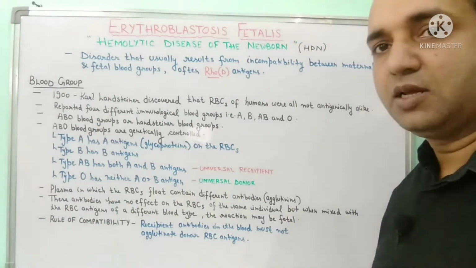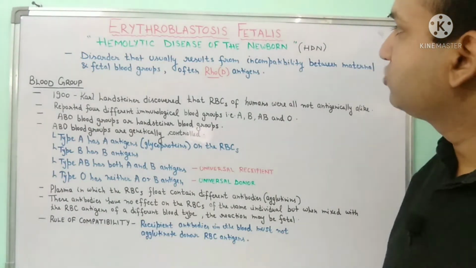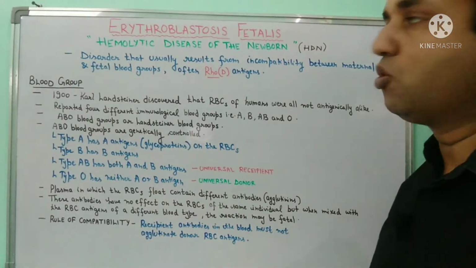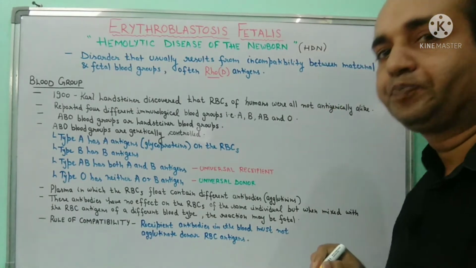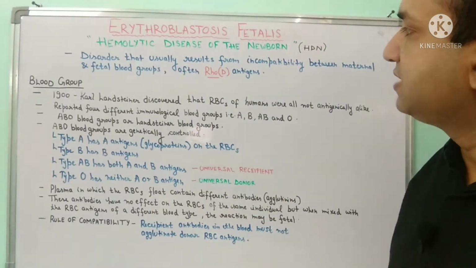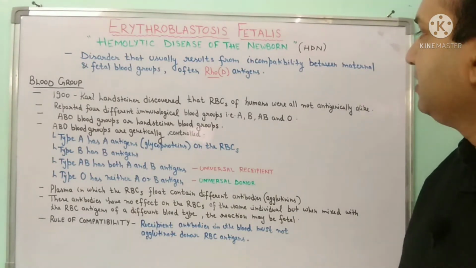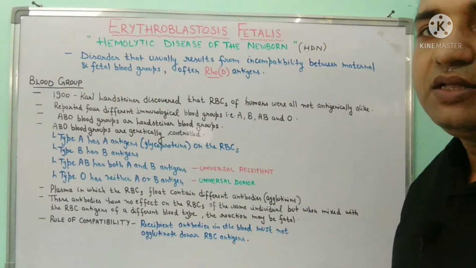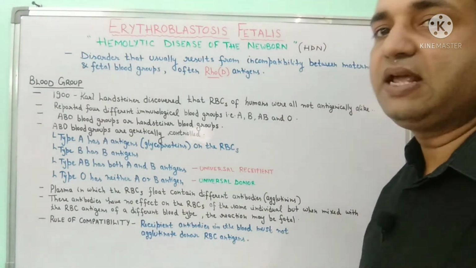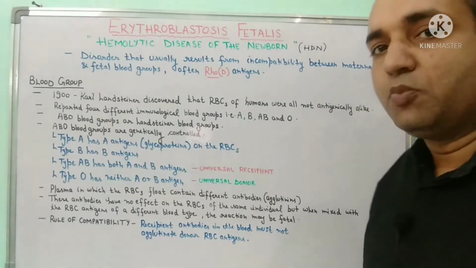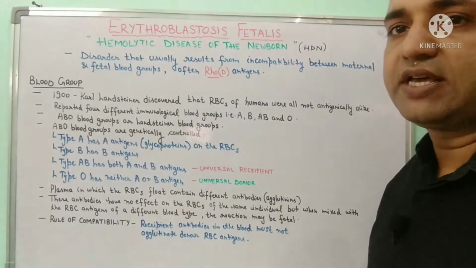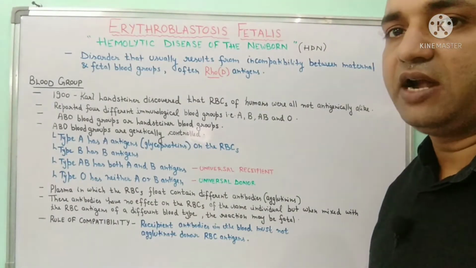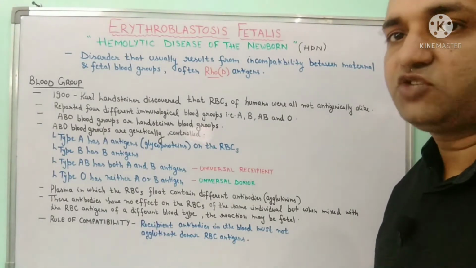Hello friends, so starting up with the lecture, erythroblastosis fetalis, this is also known as the hemolytic disease of the newborn or HDN. This is a disorder that usually results from the incompatibility between the maternal and fetal blood groups, often the Rho or the D antigens. Now before we discuss the case of erythroblastosis, it becomes very important to have a basic understanding of the blood groups and Rh factor.